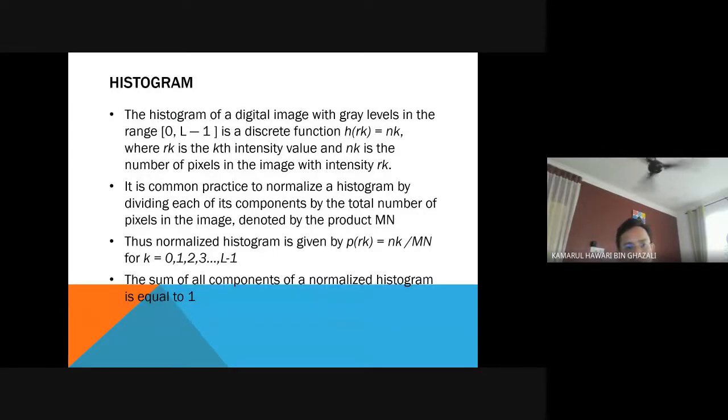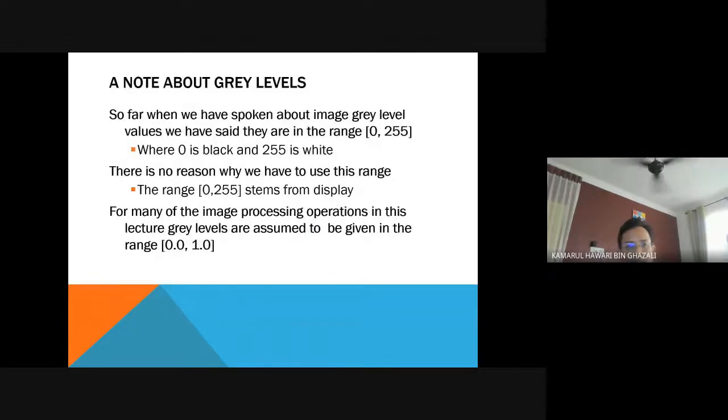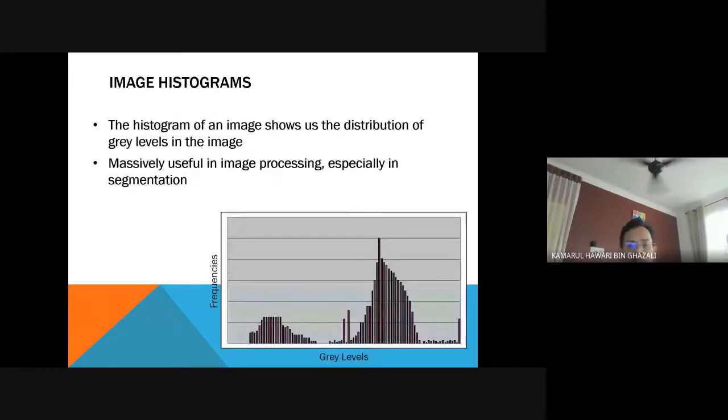Okay. It is common practice to normalize it, tak perlu any details. So for when we have spoken about, there are no reason why we have to use this range. Okay, ni tak perlu. So this is the point of histogram. Histogram of any image shows us the distribution of gray levels in the image. We want to see the distribution. Massively useful in image processing, especially in segmentation.